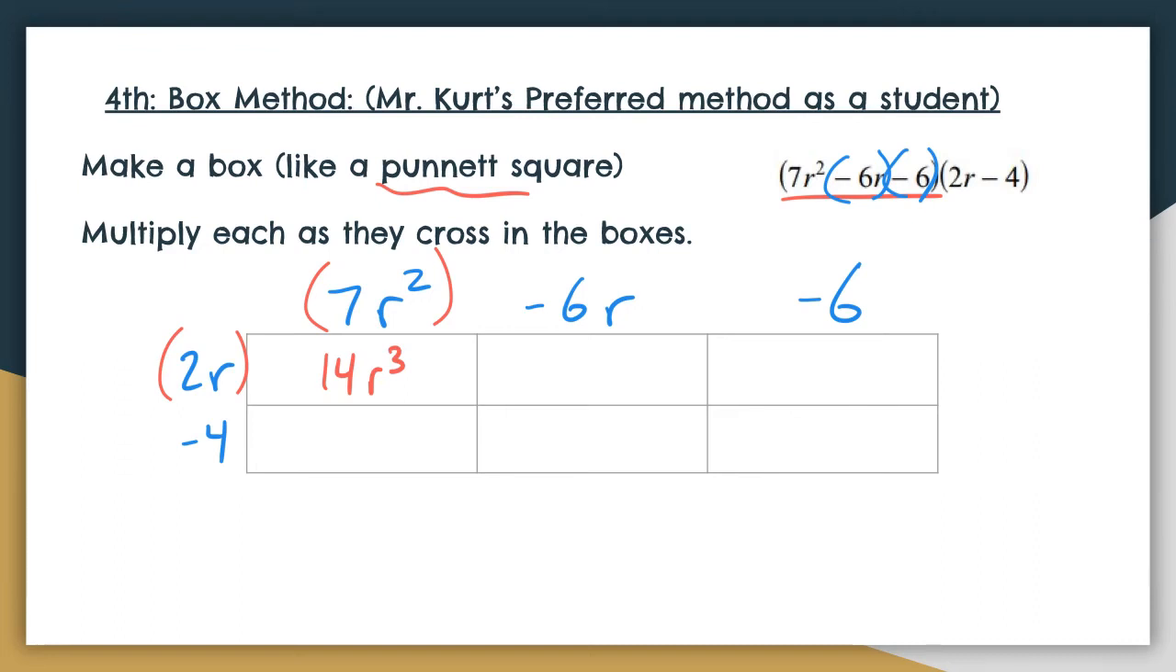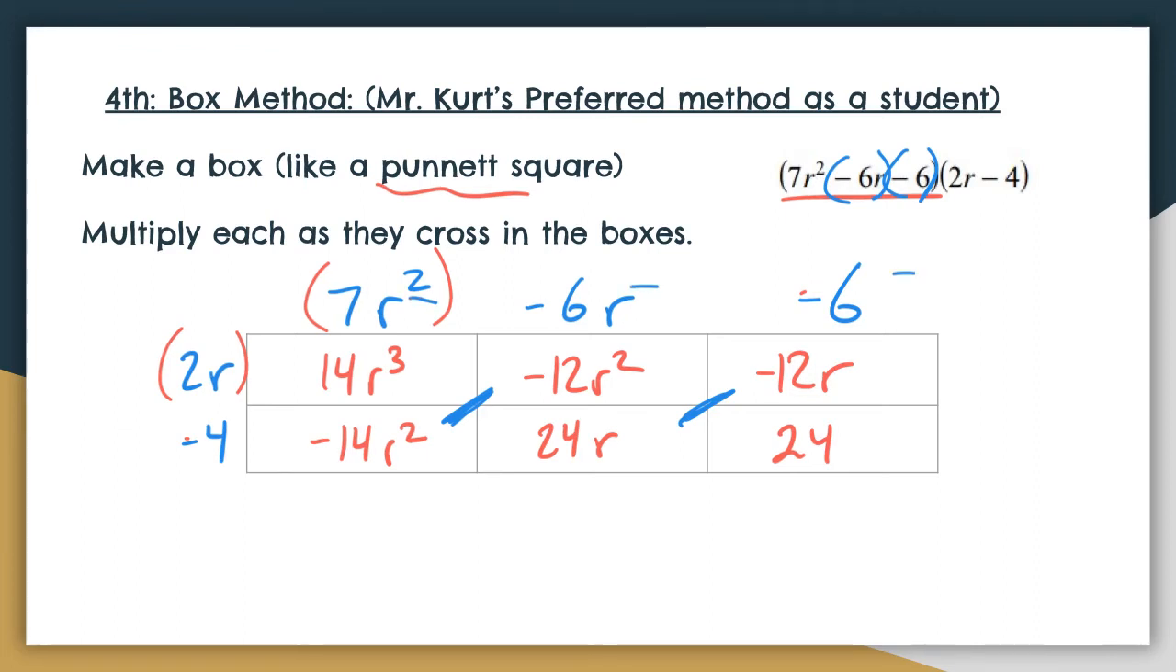And I'll continue that for the rest of the box. So negative 12r squared, negative 12r, negative 14r squared, 24, a positive 24r, and a positive 24. Remember, negative times negative is going to give you a positive. Now, I can combine like terms just like I would do in any other situation, and it's kind of cool with a box method like this. If it is set up in a certain way, you're going to end up with like terms on the diagonal if you wrote your powers in order that should occur most of the time.